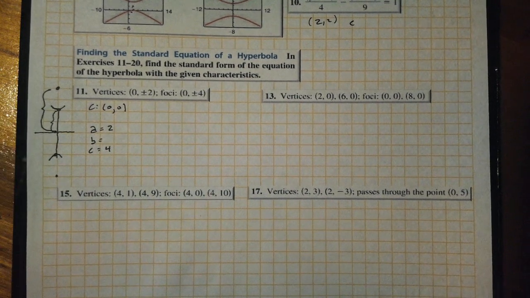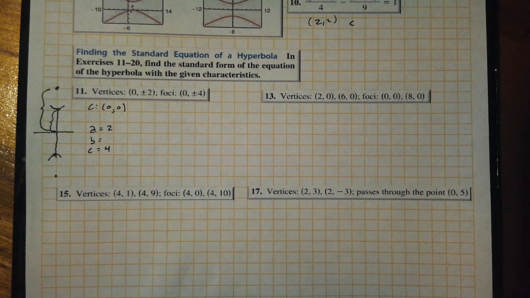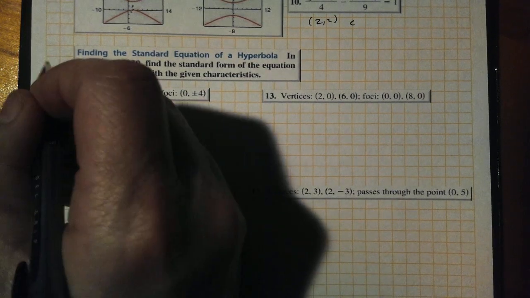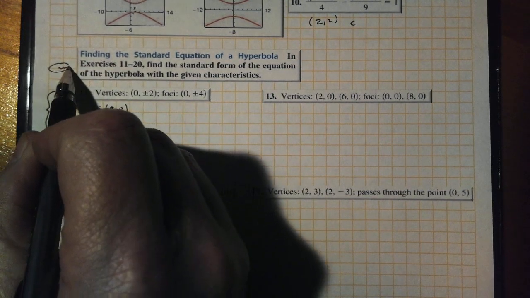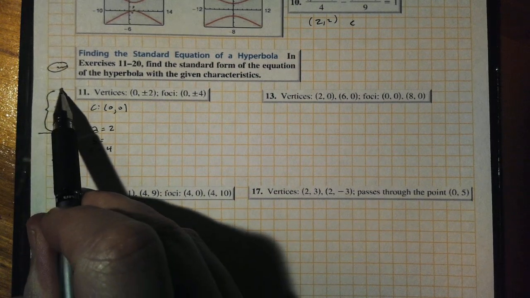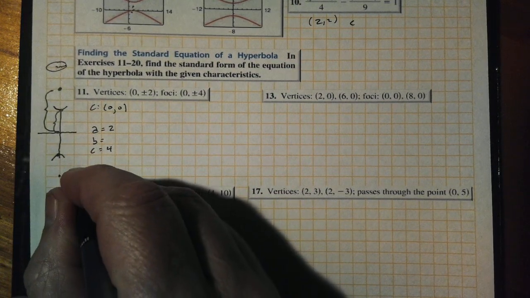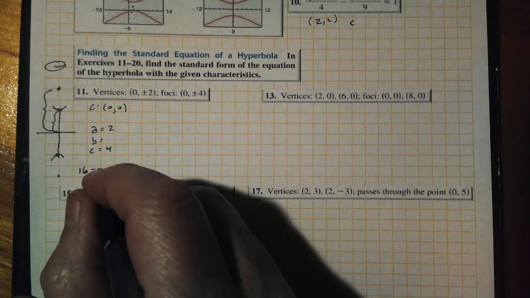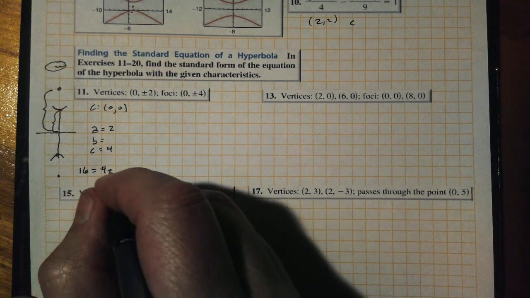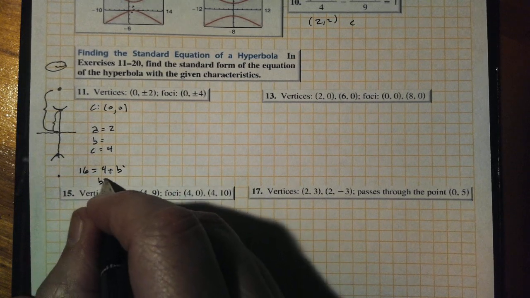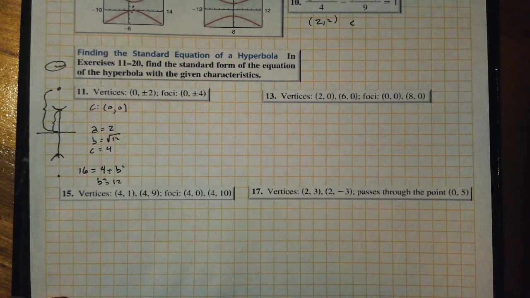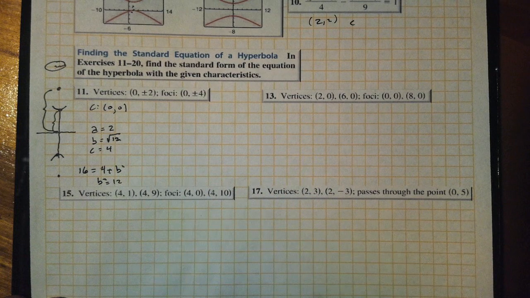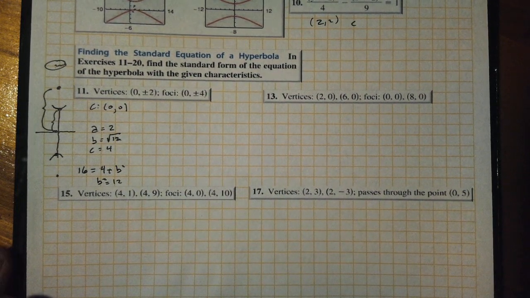And just like ellipses, a, b, and c are in a Pythagorean relation. However, with ellipses, a is the biggest. In an ellipse, the biggest distance is from the center to the vertex. Now the biggest distance is c. So we've got 4 squared, 16, equals 2 squared, 4, plus b squared. B squared is 12, so b is square root of 12, which you could simplify if you like, but we don't need to. So now we're going back to puzzle pieces.